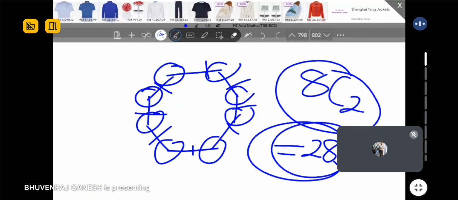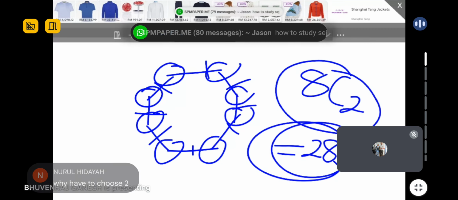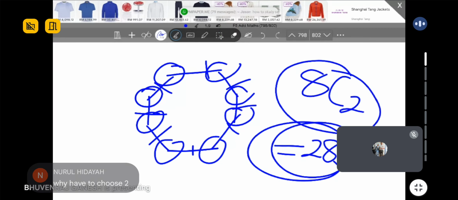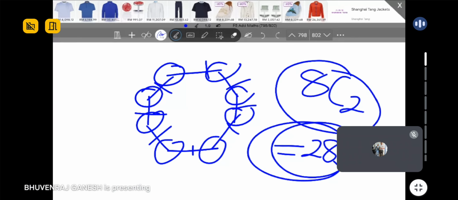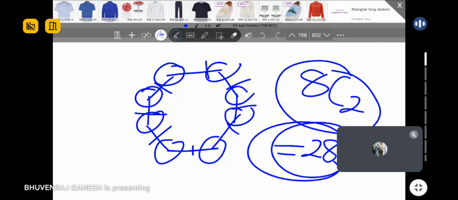So mengapa kamu tolak 8? Boleh bagi sebab tak? Why do we need to minus the 8? Nurul Hidayah, sebab bila kita nak bentuk perpenjuru, perpenjuru akan hubungkan 2 daripada 8 vertex untuk octagon. Okay, very good.